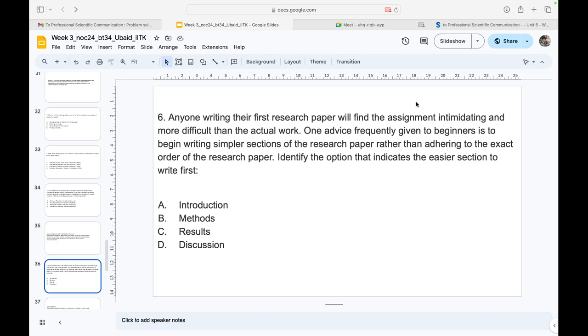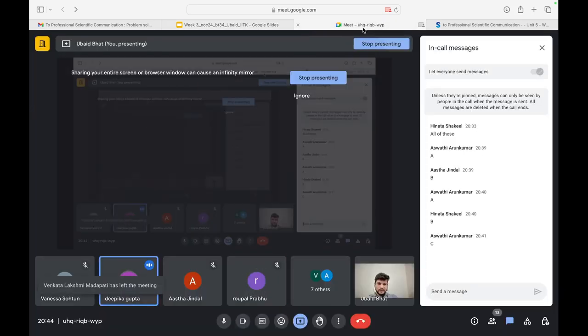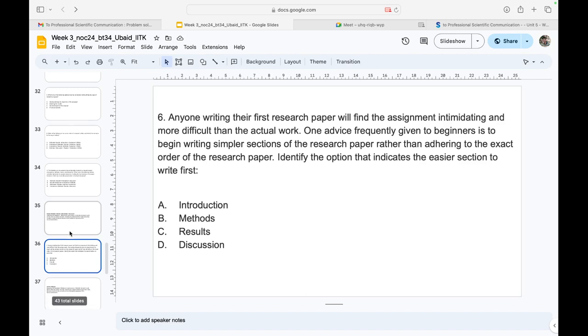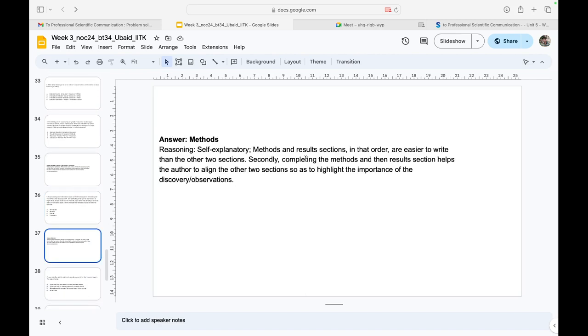Yes, everyone is agreeing with this. Methods is the easier section. So the correct answer is B, methods. Method is the easier section to write, and we might start with the method first. This is the explanation: methods and result sections, in that order, are easier to write than the other two sections. Secondly, completing the methods and then the result section helps the authors to align the other sections.